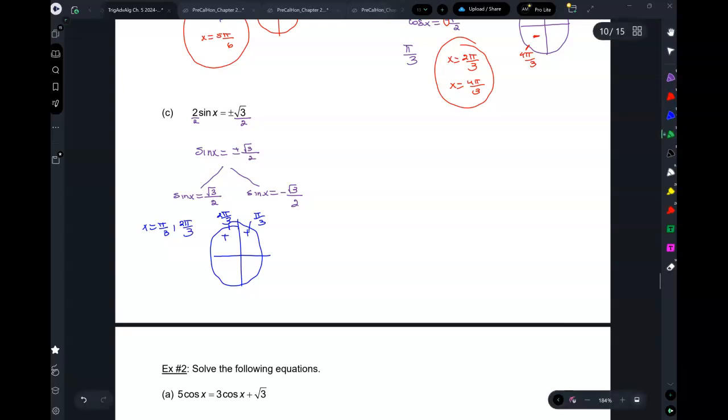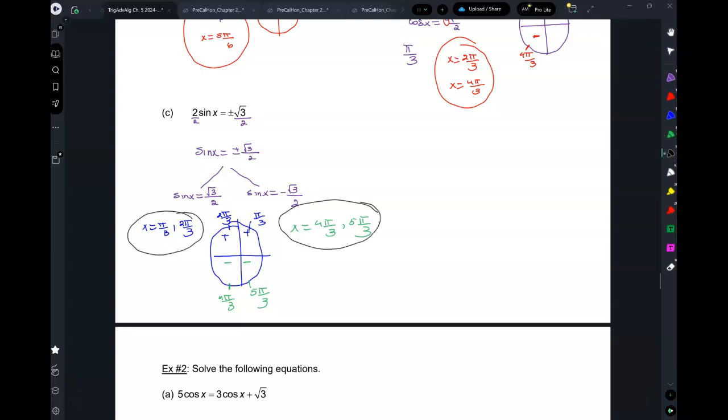Now, for the negative, it's these two quadrants. So x equals, okay, Daniel, let's go with it. So 1 pi over 3, 2 pi over 3. This one would be how many pi over 3? You were right before. 4 pi over 3. And then this one would be 5 pi over 3. So the answer is really all 4 of these. This one has 4 answers.